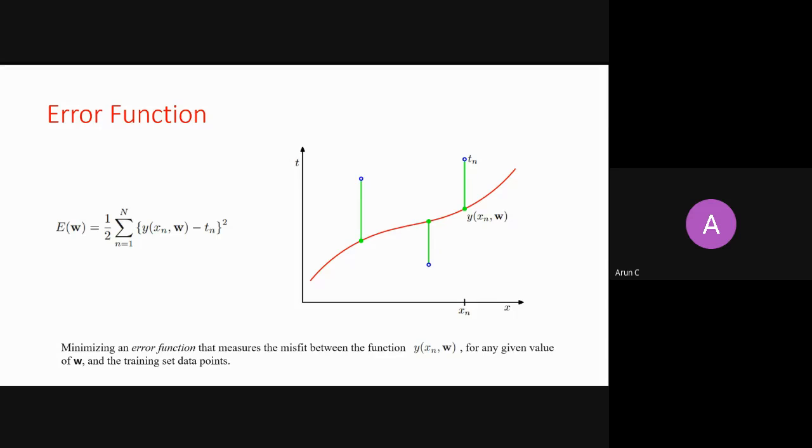I hope you have done this maxima minima problem in your intermediate while you were preparing for JEE, right? So all of you remember the max min thing in calculus. So this is the same thing. Now if a function is given to you, you just take the gradient of it and put it equal to 0.